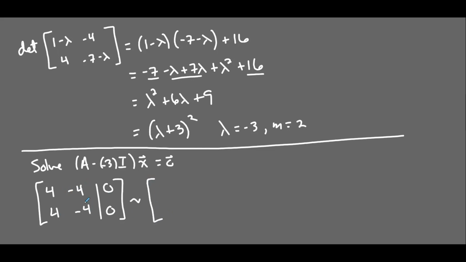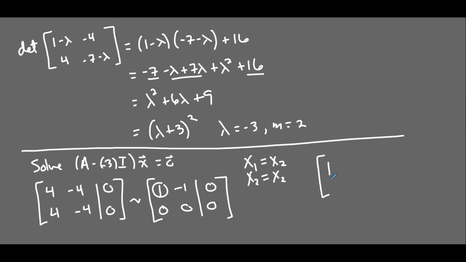This is going to be easy to row reduce, right? So add the first row to the second row. We get zeros on the bottom. And then divide the first row by 4. We get 1, negative 1, 0. So I've got my leading 1. I've got a free variable. So x2 is free. And x1, if I solve this first equation for x1, is equal to x2. So my eigenvector here is 1, 1.